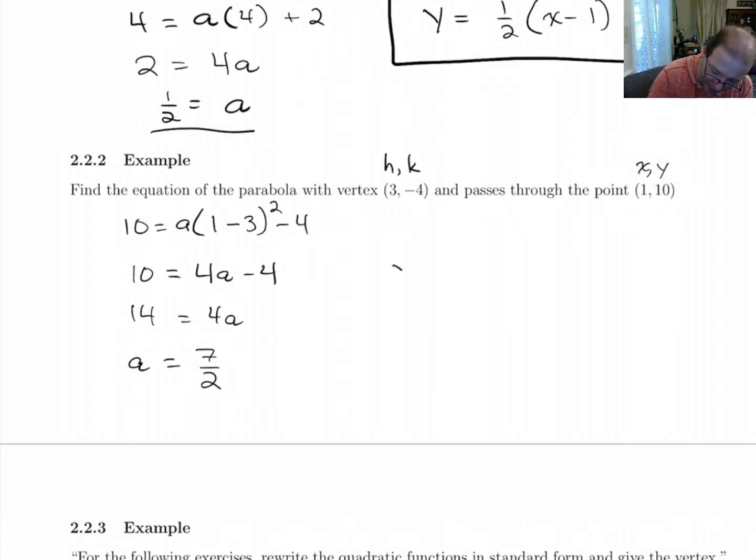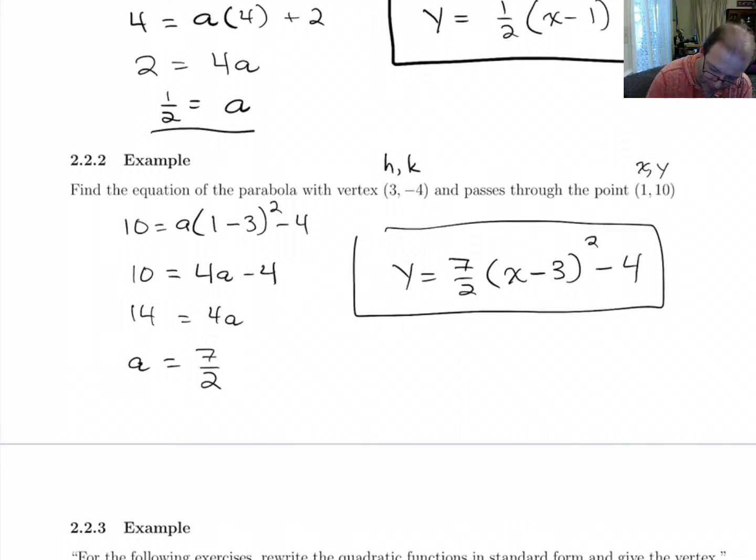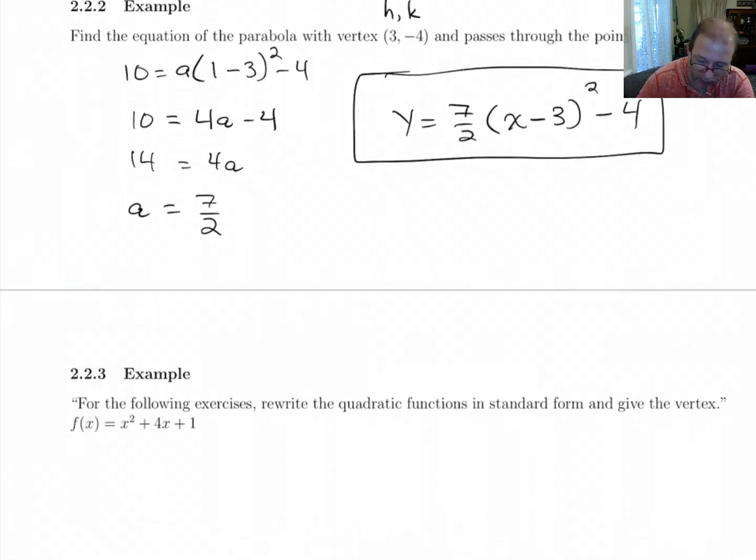So my parabola here is going to be 7/2 times (x minus h), which was 3, squared, plus k. k is negative 4. So we've got that for our answer. Let's check it.